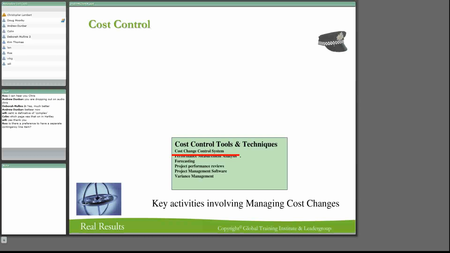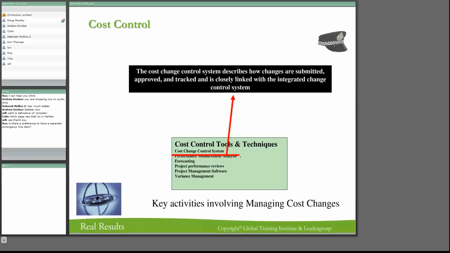All right, let's look at your cost change control system. This describes how you're allowed to make changes and the approval and delegation rights that you actually have. There might be some delegation, so if minor changes are made, the project manager might be able to do it. If there are major changes to be made, maybe it has to go before a project board or a higher authority. In other words, you've got to make a justification for the change and the cost change. But it needs to be tracked and closely linked to your change control system.